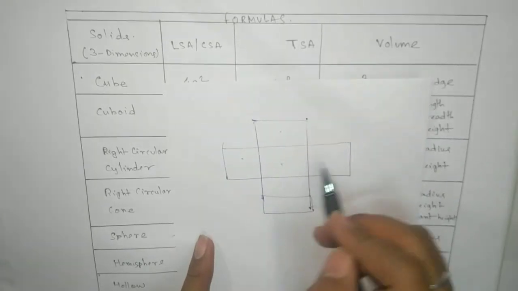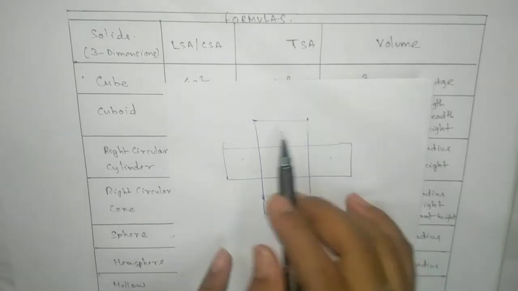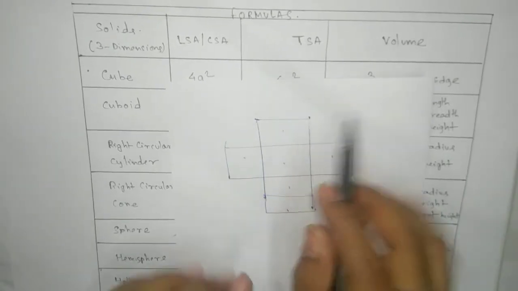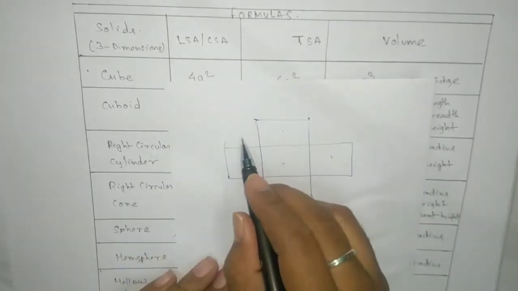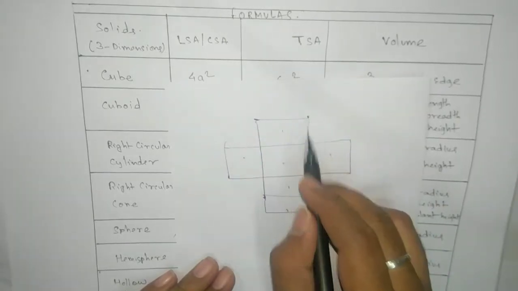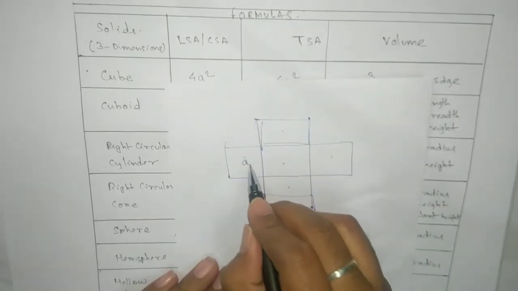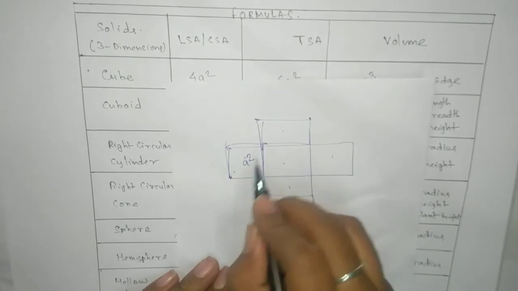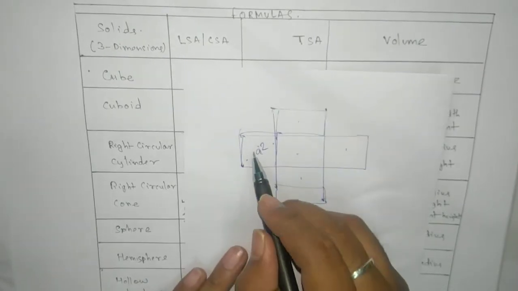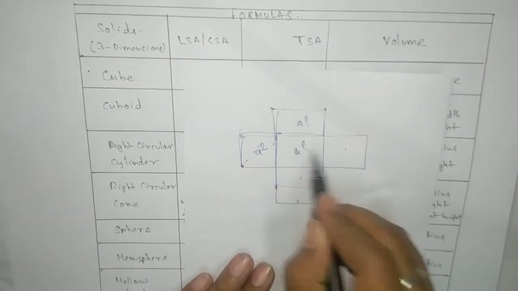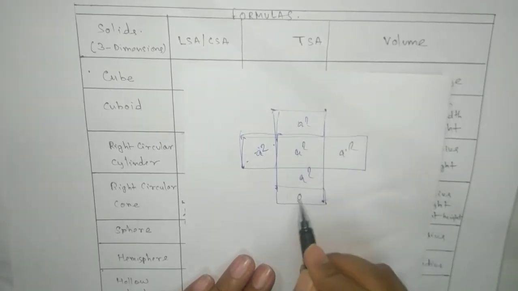So 1, 2, 3, 4, 5, 6 faces. Right now you think of it as a square, though for a cuboid it would not be a square. So you can see this is your a square. We know that the area of a square is side square. So a square, a square, a square, a square, a square, and a square.